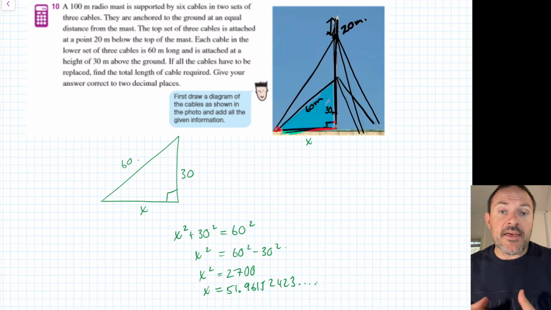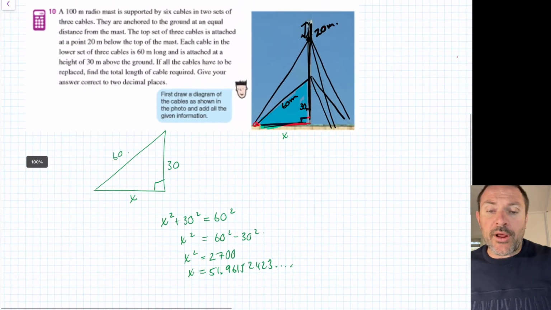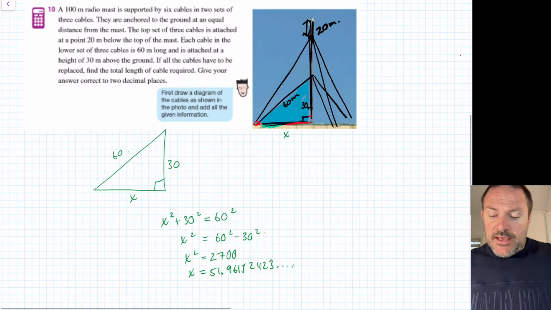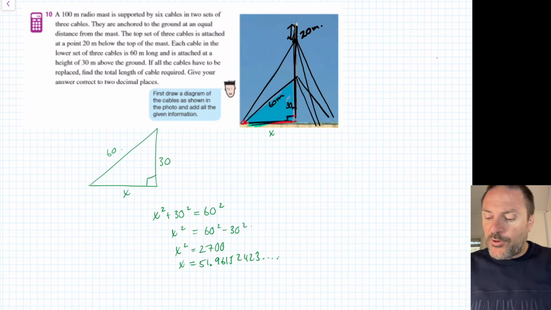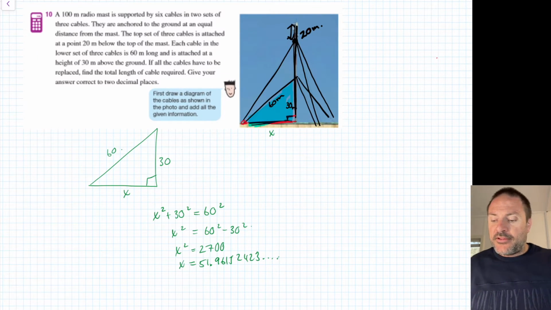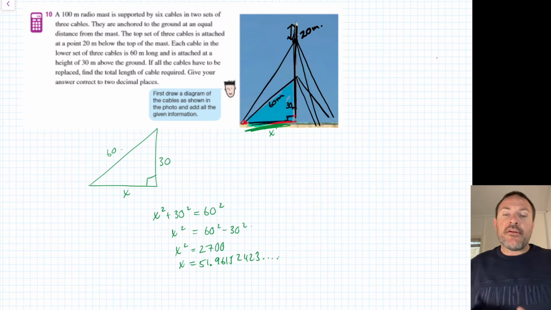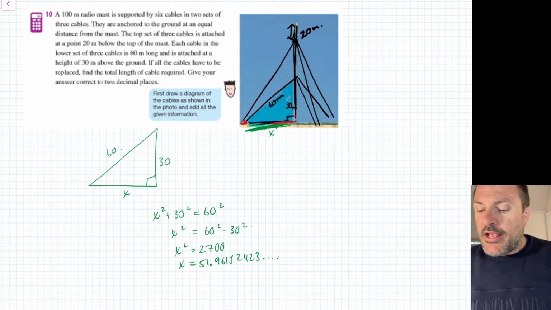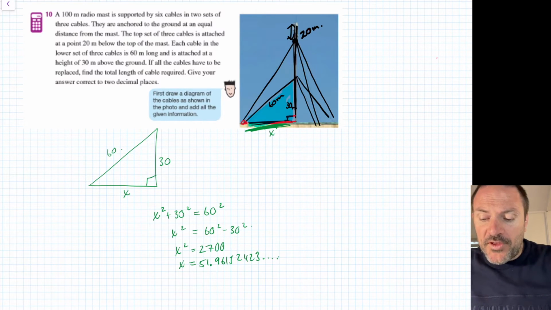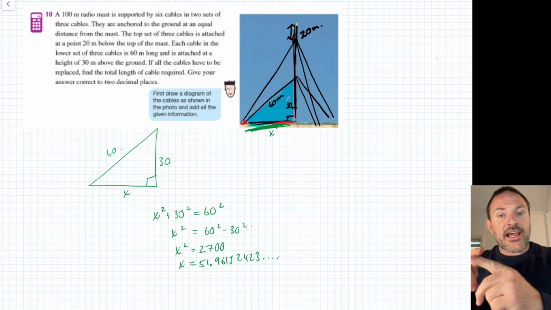We want to keep that number because we're going to use that for the rest of our working. We don't want to round up early. Even though it says 2 decimal places, we round at the end. All right, so what have we actually found? We found the distance away from the center of the mast to each of those kind of chords. Now, the question then says, if all the cables have to be replaced, find the total length of the cable required. So I need to find all those cable lengths.